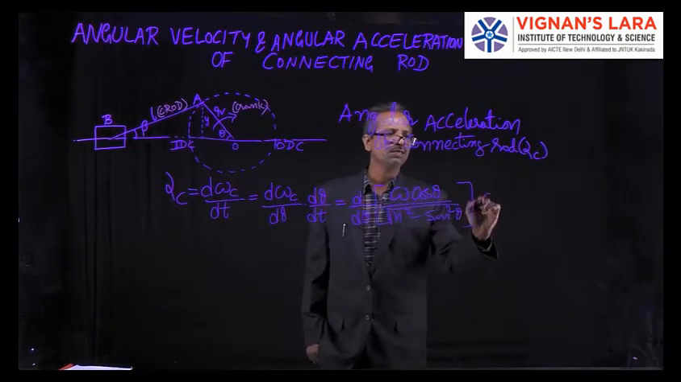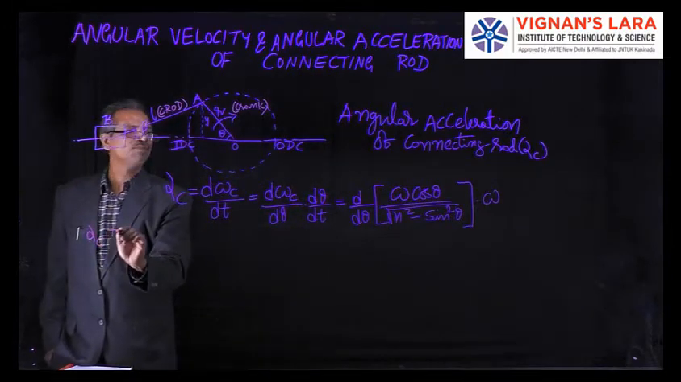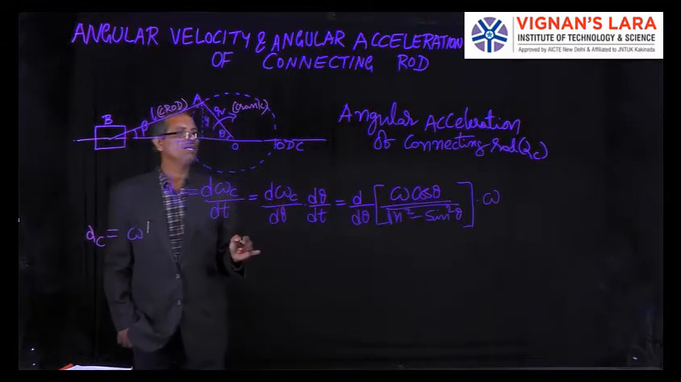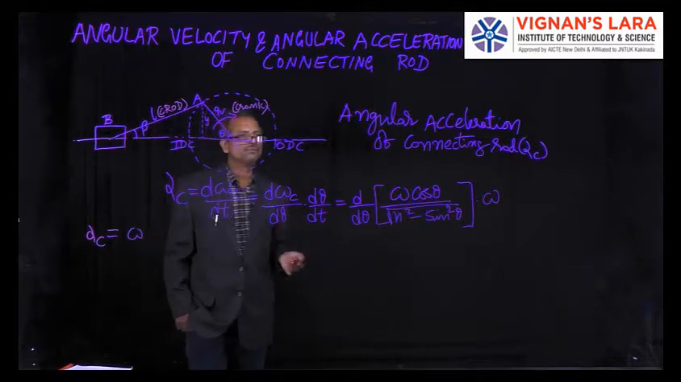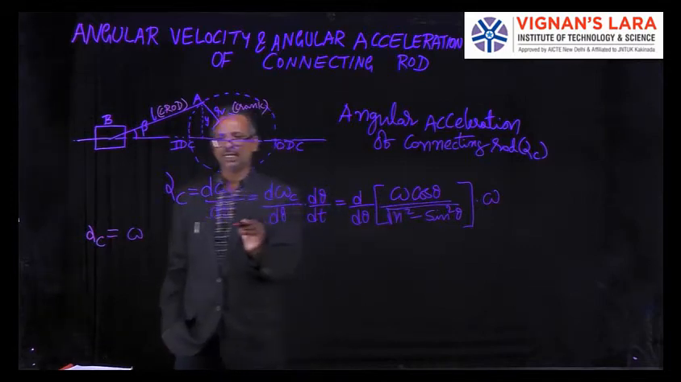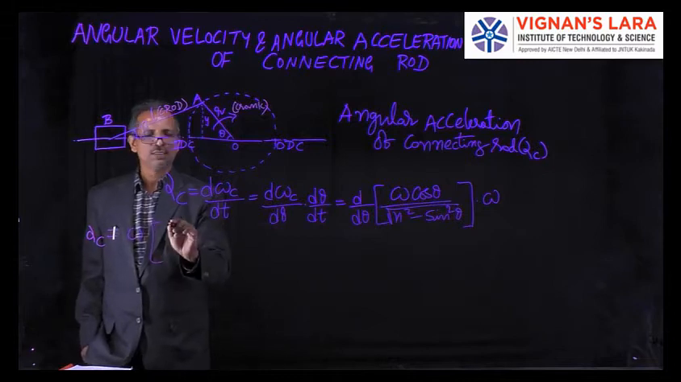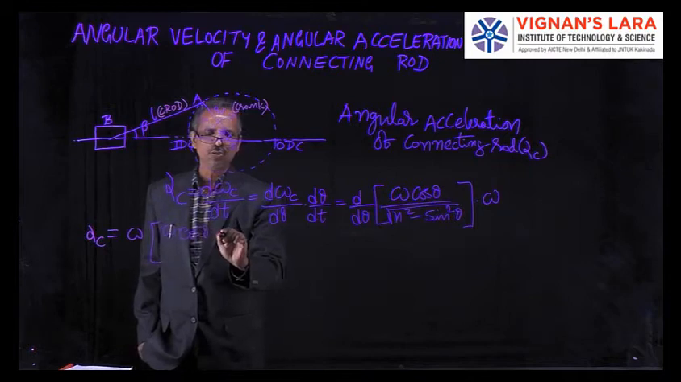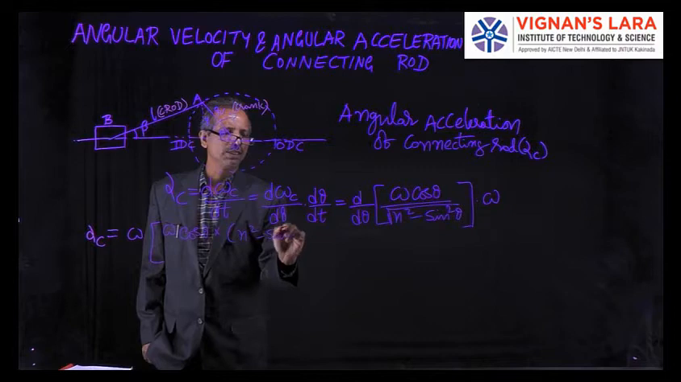We know this is omega. So I can write alpha c is equal to omega into d by d theta of a by b equation. You know how to do the differentiation by a by b, or I can also write it in the AB form also. How? This is omega cos theta into n square minus sin square theta.